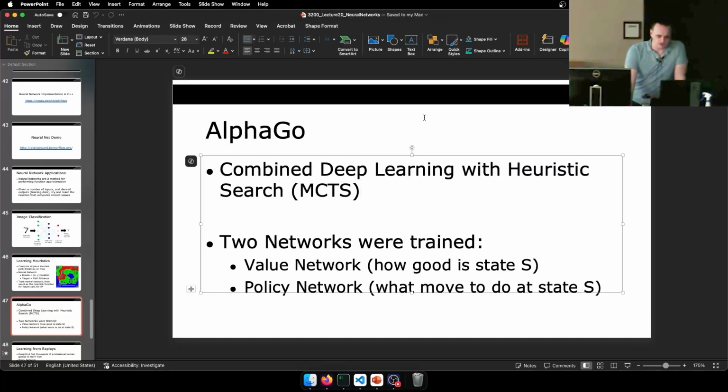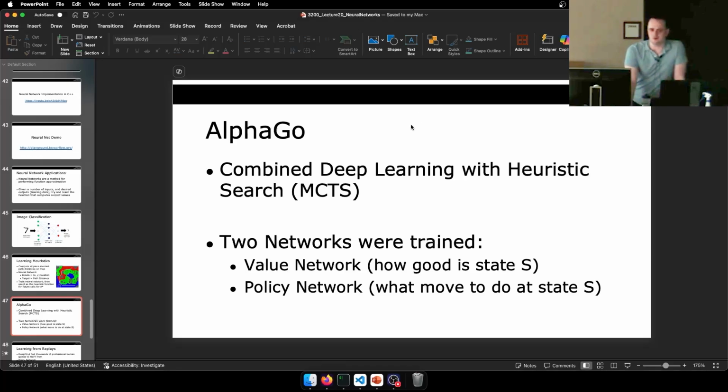AlphaGo used two different types of networks. And another video that I want you to watch on your own is the AlphaGo movie. So that's another lecture that we won't be having here. And that will be on the final exam. What AlphaGo did was combine deep learning with heuristic search.